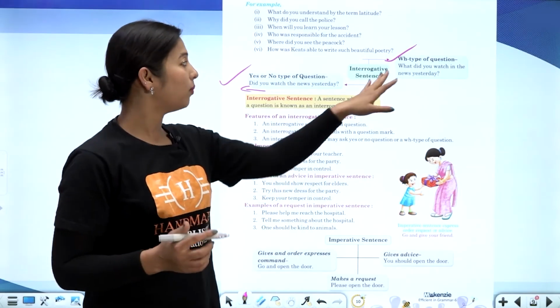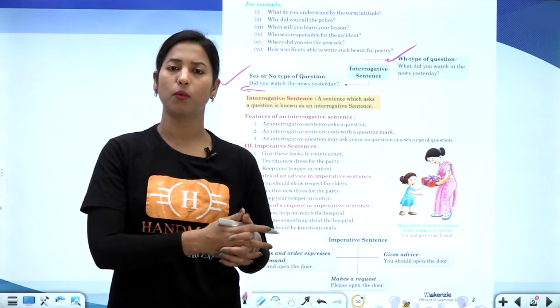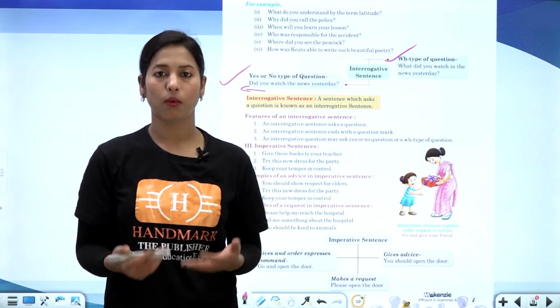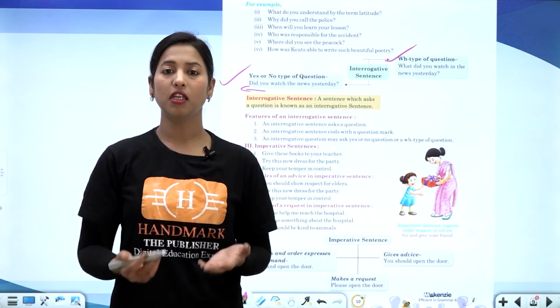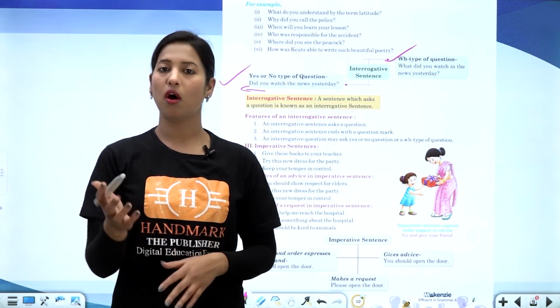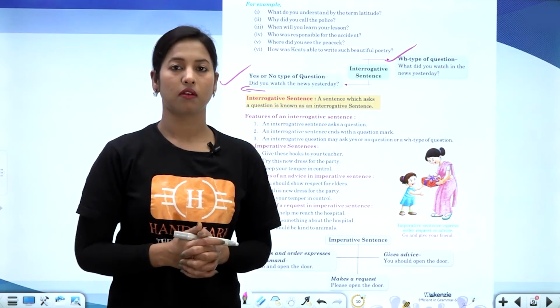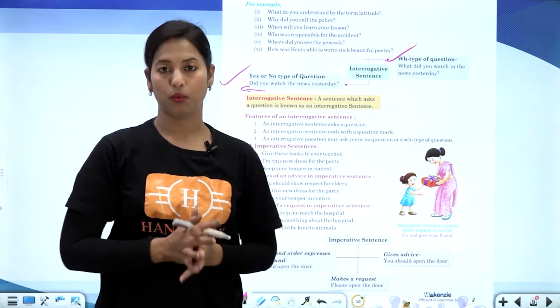Okay. Now WH type of questions are basically questions that start with question words like what, where, when, how, why, etc. And they are the questions that need complete reason or explanation. That's why we call them WH type questions. These questions always begin with a question word.